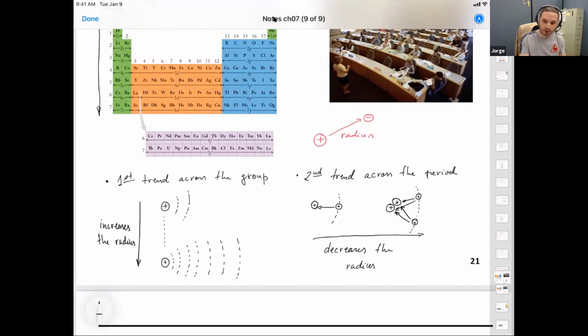Okay, moving across the period decreases the radius because we are increasing the number of positive charges in the nucleus that are capable of pulling the electrons close together. And that will be the trend for the radius. It increases from top to bottom and decreases from left to right in the periodic table.